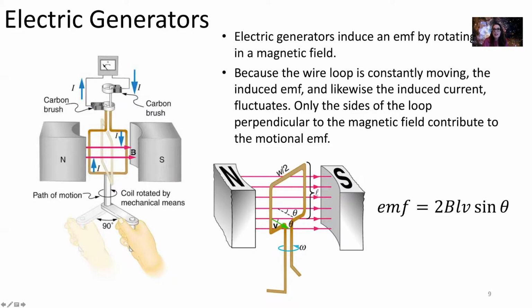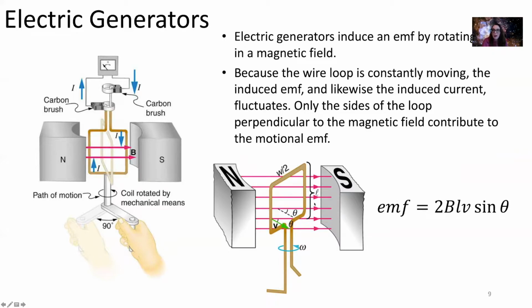Now, only the sides of our loop that are perpendicular to the magnetic field are going to contribute to the motional EMF that's generated by the generator. Okay, so the parts of these loops that are parallel to the magnetic field in some way will not contribute to the motional EMF. Only these lengths right here, these parts of our wire, do. So we've got two segments here that are contributing to this motional EMF.